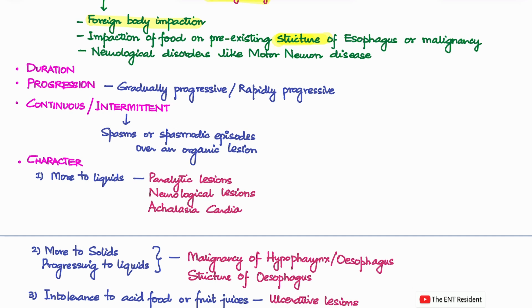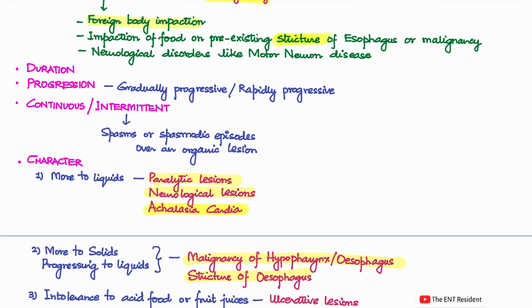So, how does this help you really? If a patient has dysphagia more towards liquids, it can point towards paralytic lesions, neurological lesions, or achalasia cardia. These are the common causes where you see difficulty in swallowing more to liquids than solids. Difficulty more to solids and then progressing to liquids will indicate more towards malignancy of the hypopharynx or the esophagus, and a stricture of the esophagus.